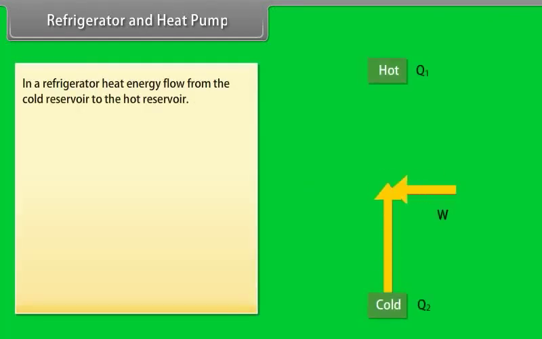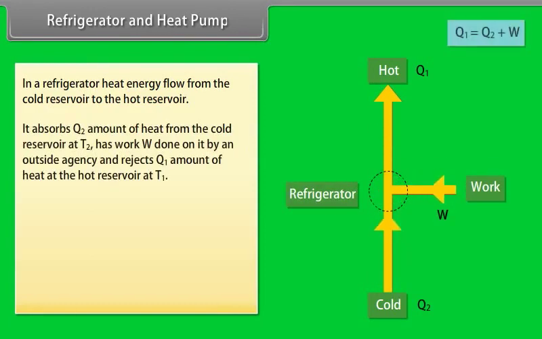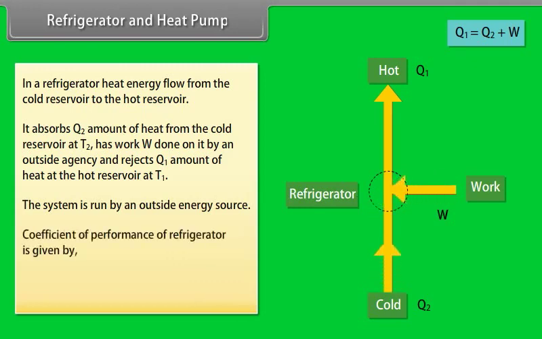Refrigerator and heat pump. In a refrigerator, heat energy flows from the cold reservoir to the hot reservoir. It absorbs Q2 amount of heat from the cold reservoir at T2, has work W done on it by an outside agency, and rejects Q1 amount of heat at the hot reservoir at T1. The system is run by an outside energy source. The coefficient of performance of a refrigerator is given by alpha = Q2 / (Q1 - Q2).